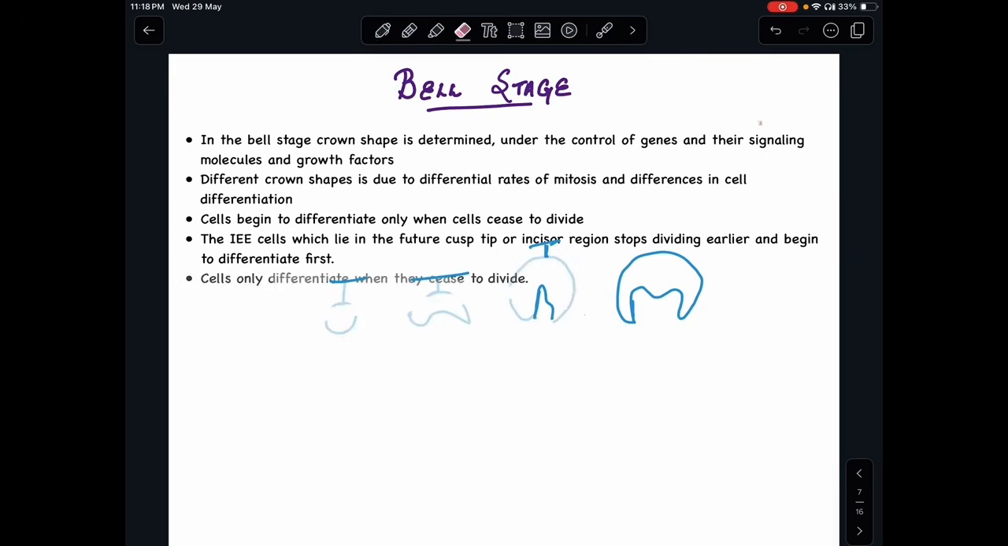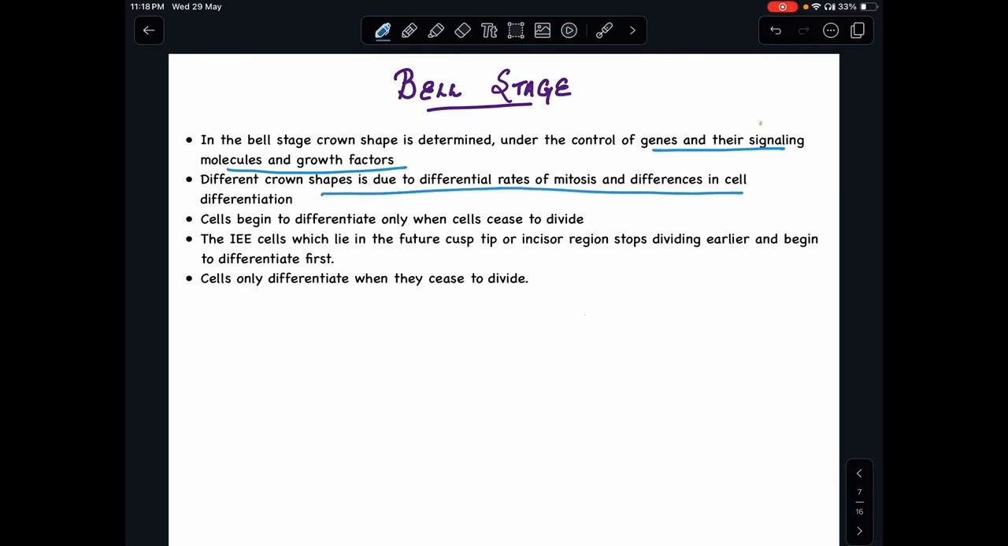Now how is it determined? It is determined because of the genes and their signaling molecules. So they determine which tooth is formed and where it is going to be formed. Different crown shapes are due to differential rates of mitosis. If I have a different shape, the enamel organ will show more growth over here. So the shape is due to the different rates of mitosis and differences in differentiation.